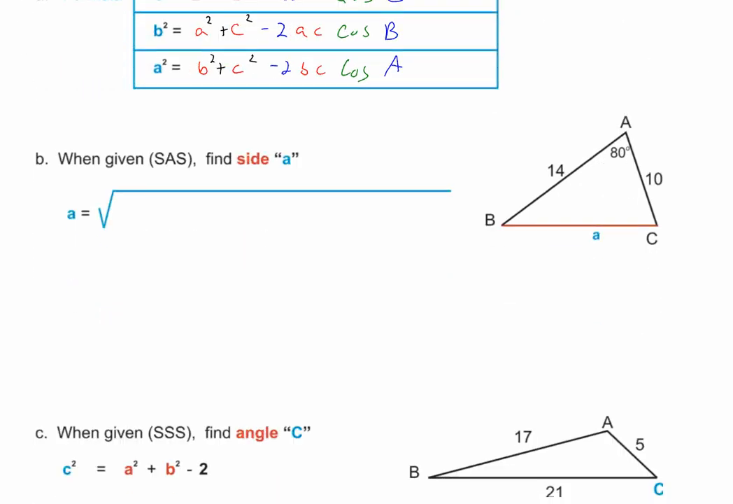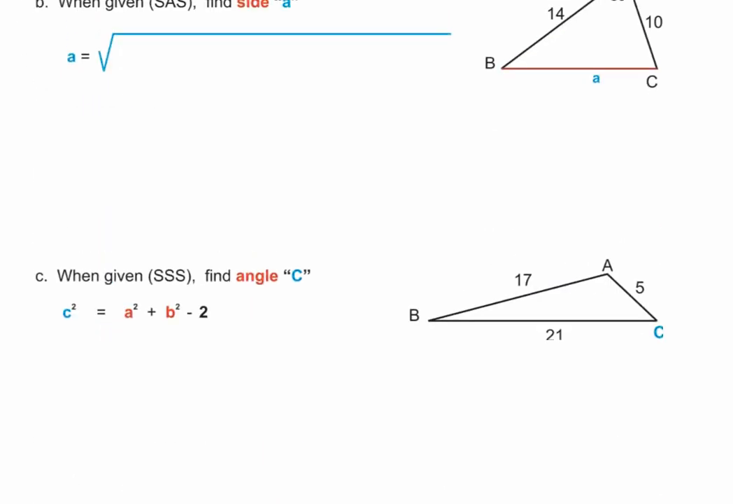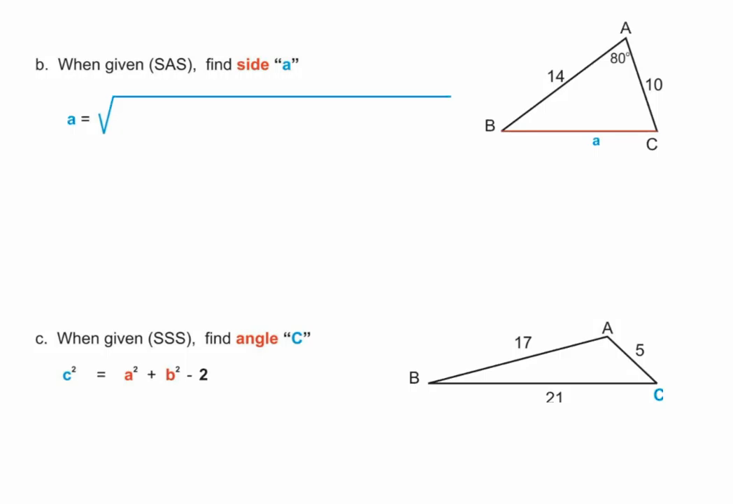Okay, so let's try it out. First example here, we're looking for side A. If you go to use the law of sines, you're not going to be able to, because you don't know enough. You have A and you have its angle. You need another side and its angle to use the law of sines, and you don't have it. So you don't have enough information to use the law of sines, but you can use the law of cosines.